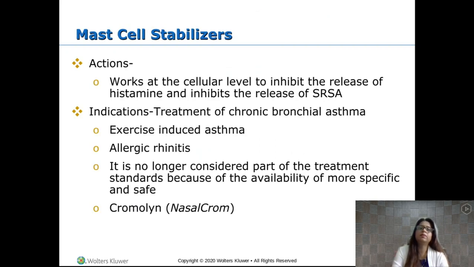Mast cell stabilizer: something that will stabilize a mast cell, right? So that's the mast cell stabilizer. Usually used for treatment of rhinitis and asthma. One of the examples is cromolyn sulfate, right?